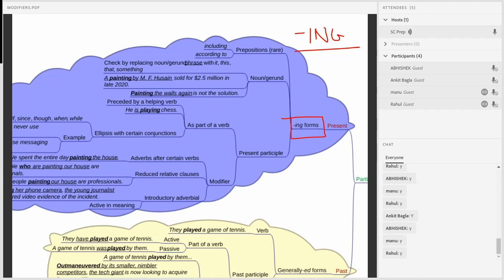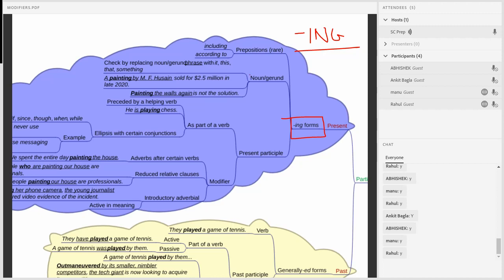Anyway, words like including and according to, these are prepositions. We don't treat them as participles. So an ing may be a preposition, but don't worry too much about this category. If you want, you can remember a couple of examples of prepositions that take the ing form. But otherwise, don't worry too much about this. Deprioritize it. Let's come to the important part. An ing is almost certainly either a noun or a gerund or a present participle.